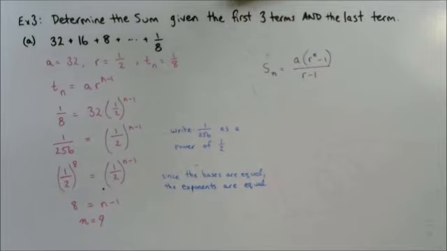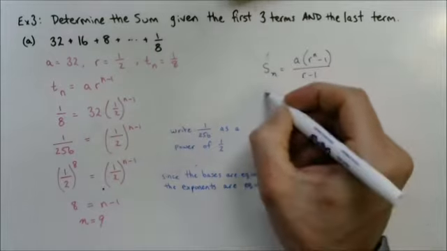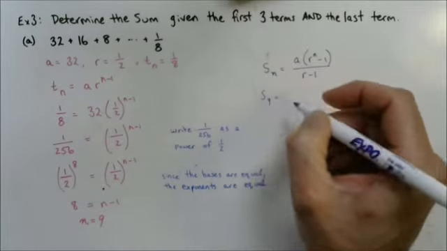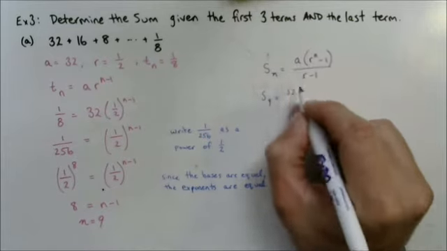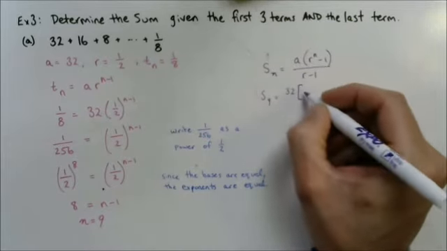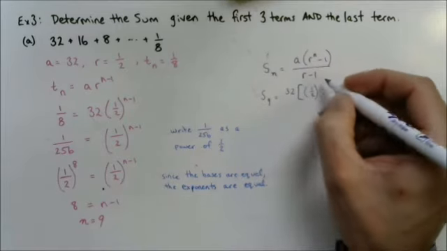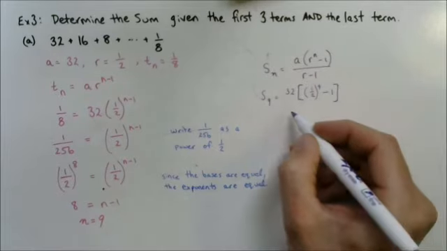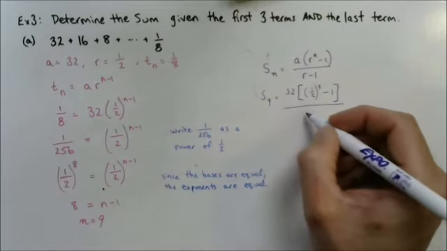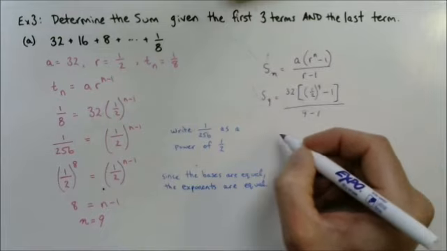All right, so now we can take that information and we can sub in what we know into our formula for the sum of the first n terms. And this time we know we're looking for the sum of the first 9 terms. We know A is 32. We know R is 1/2. We know there's going to be 9 factors, and then we're going to take away 1, close off that bracket, and in the denominator we've got 9 minus 1.